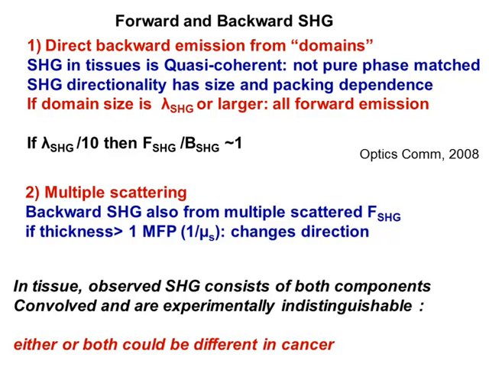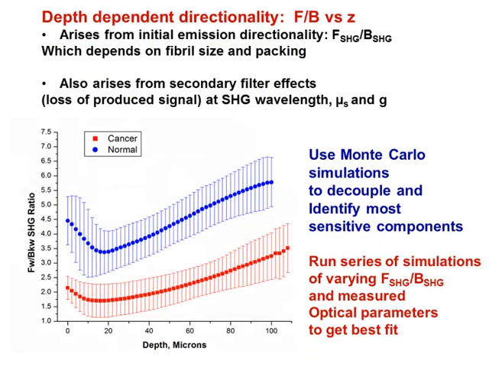So what we measure, if we measure our light forward and backwards, is a mixture of these two things. And so they're experimentally indistinguishable. So either or both can be different in cancer. And we've done this for other diseases too. And it's a pretty general approach.